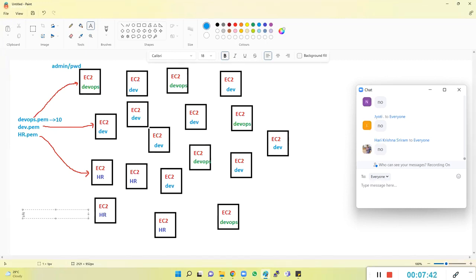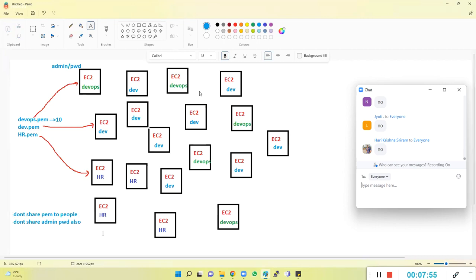Guys, don't share the PEM to people, right? And don't share the admin password also. So you are not sharing the PEM file and you are not sharing the admin password with them. How can these people log into these machines? They should not depend on the admin to log into the EC2 instance to get the password all the time. Either they should have the PEM file, but I'm not sharing the PEM file.